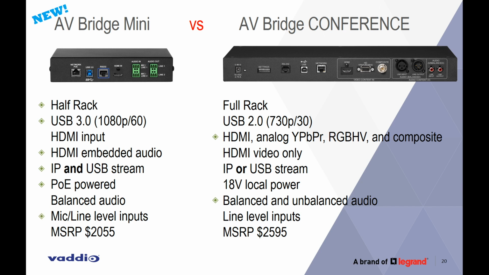Again, with audio though, the AV Bridge Mini is superior because it has the option for both mic and line level inputs with phantom power available, whereas the AV Bridge Conference required line level inputs, so you would have to put a preamp ahead of something if you had just a microphone. So again, saving some money. Flexible. And then obviously, this is a really important part here. It's cheaper. Significantly cheaper.